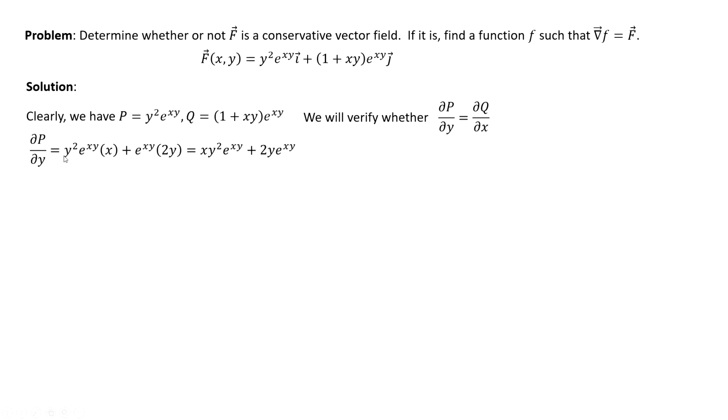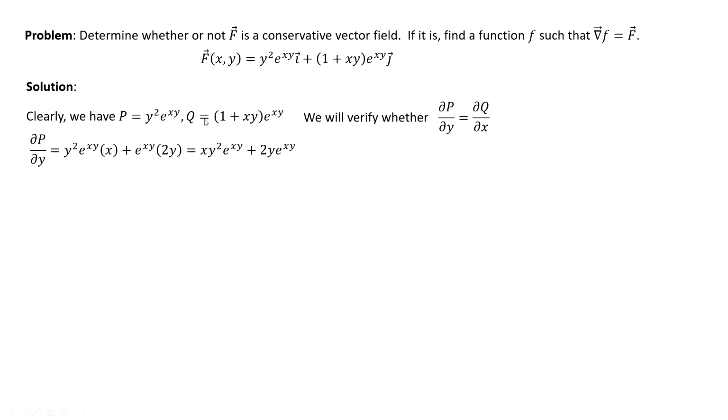There is a function of y here and a function of y there, so they are multiplying. So first function y squared times the derivative of the second function, which is e to the xy times the derivative of xy, which is x, plus second function e to the xy times the derivative of the first function, 2y. And then just multiply this out: xy squared e to the xy.